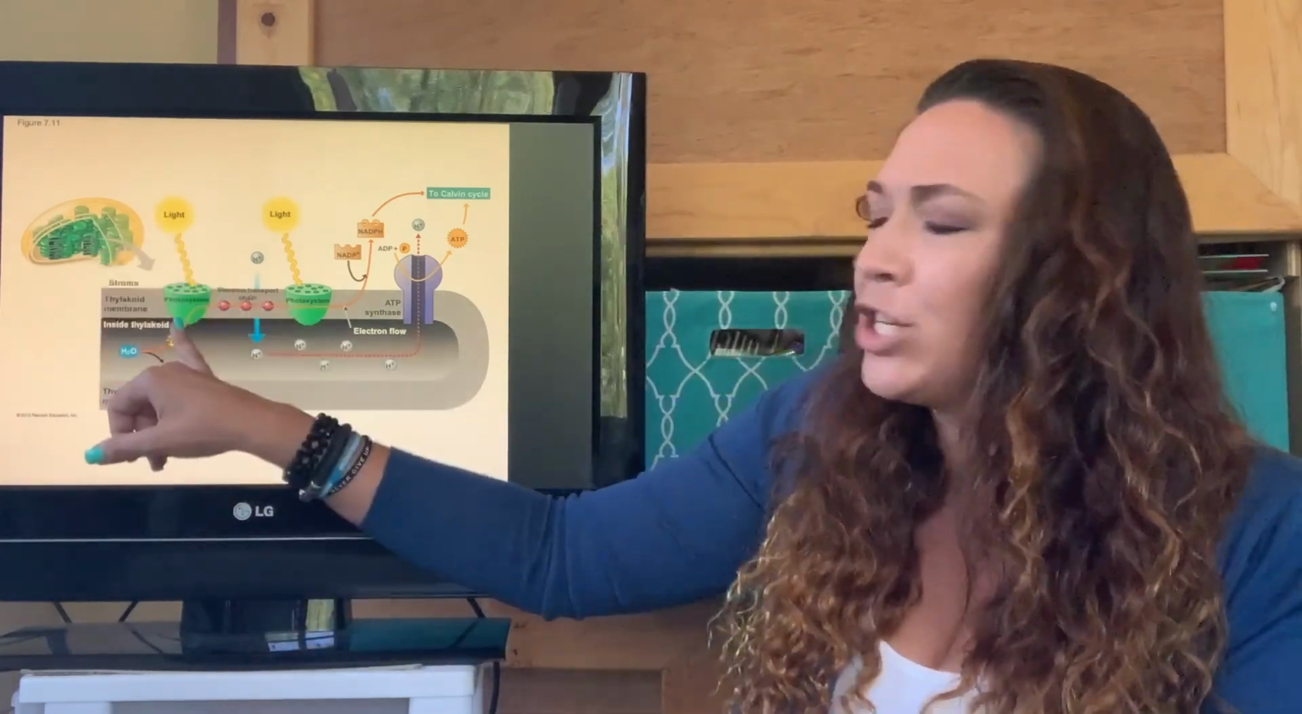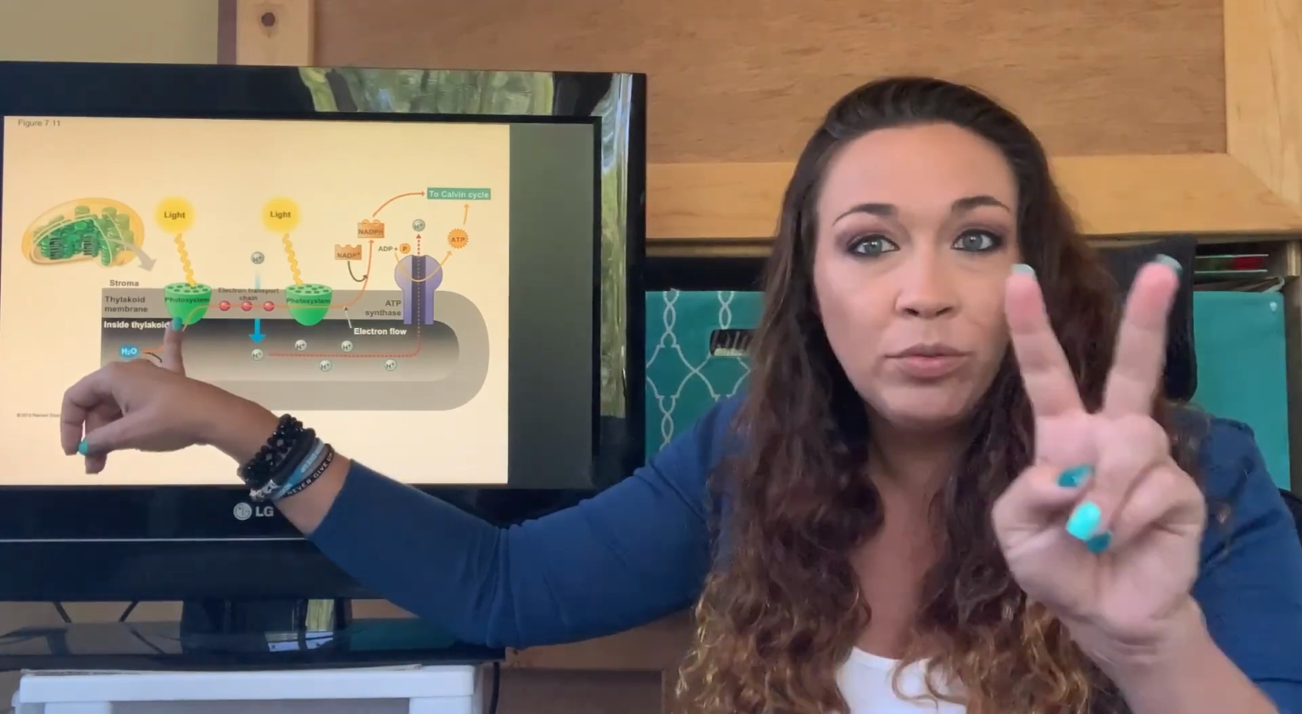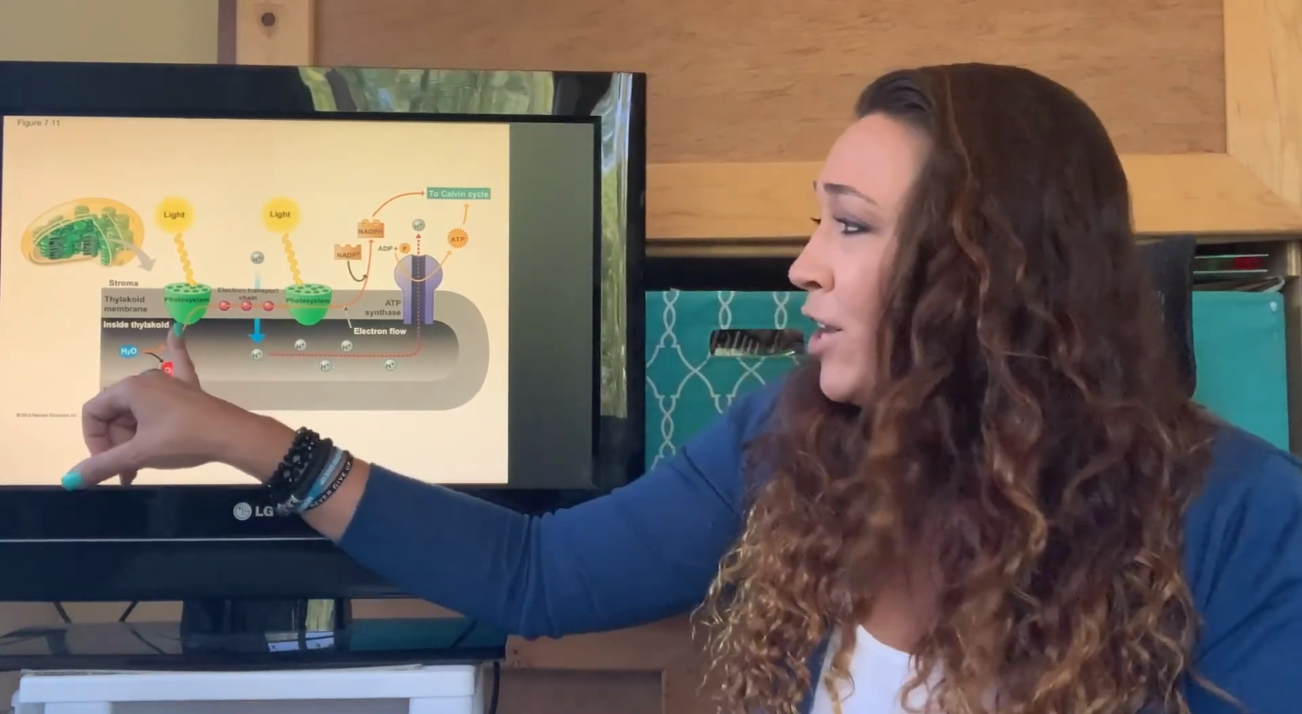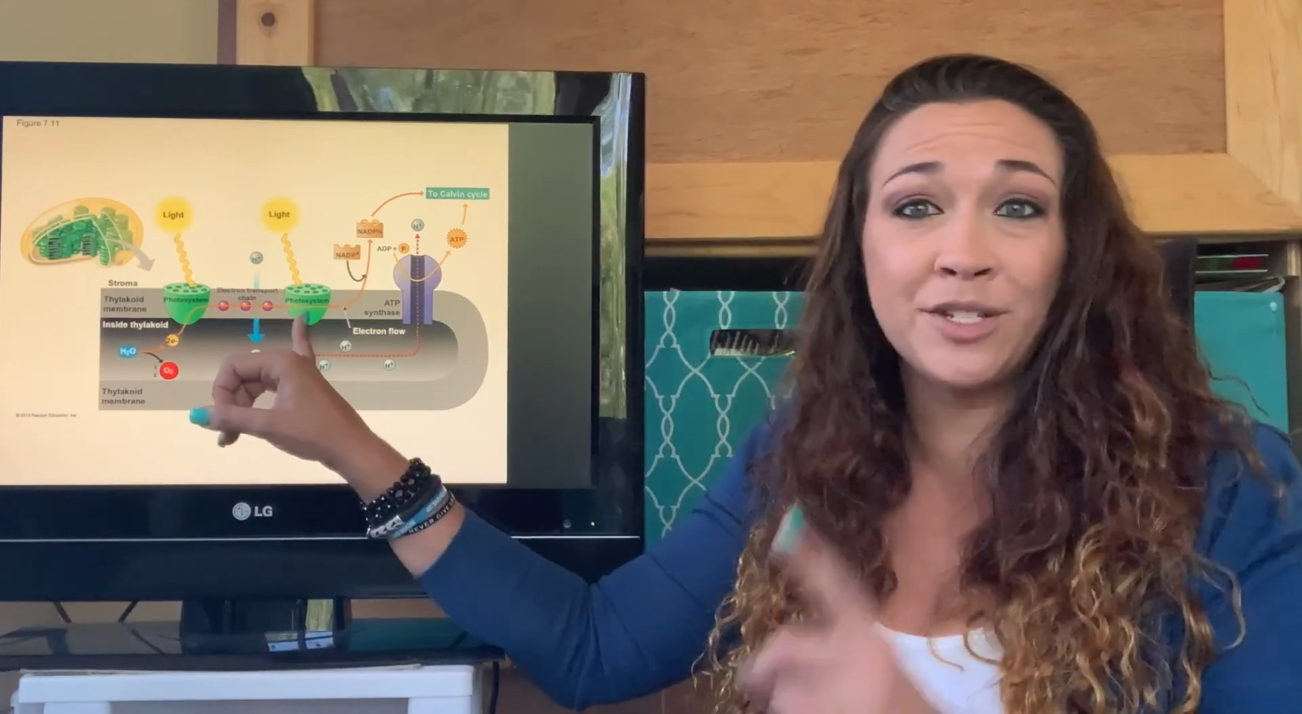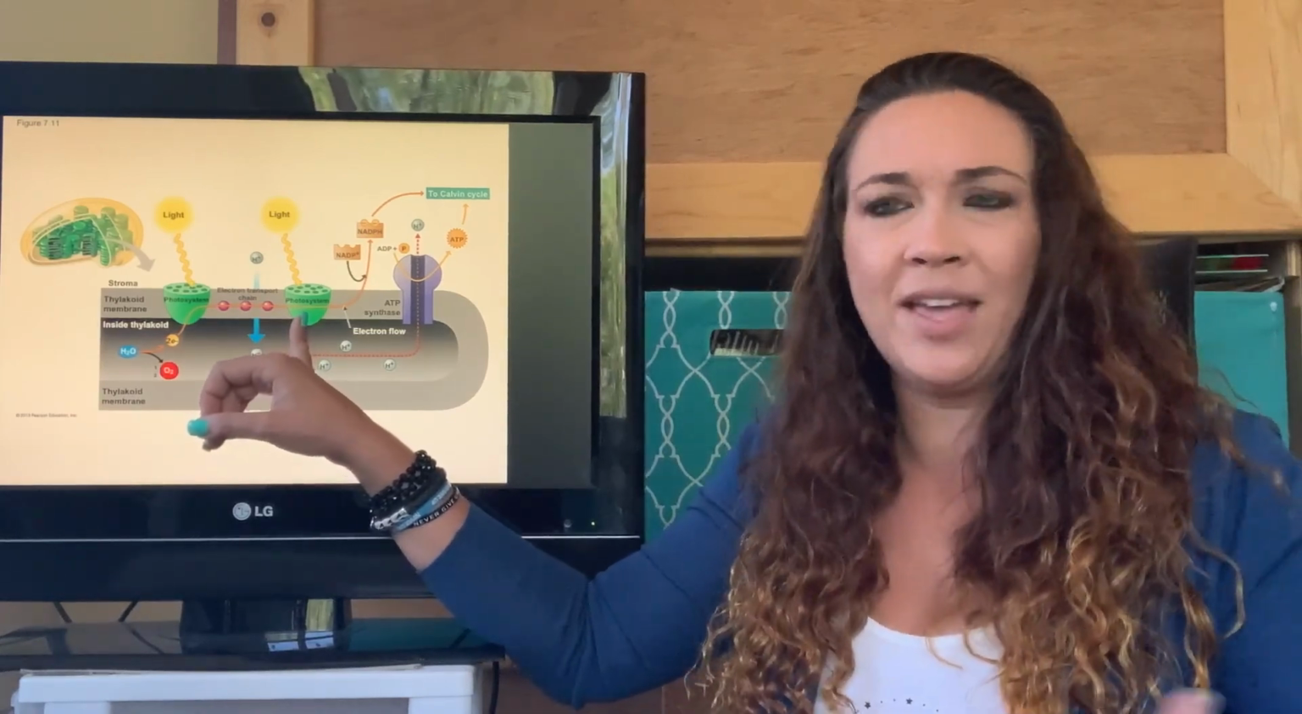Okay, so again, light energy is going to hit this photosystem. I hate to confuse you, but this is actually photosystem 2 first. Then you go through the electron transport chain. Then you hit photosystem 1. Who named these things? Right?